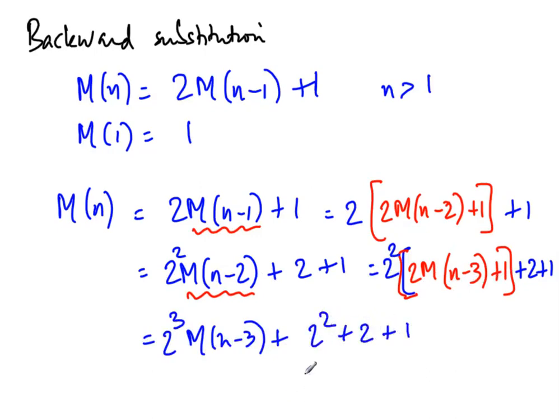Okay. So now a pattern is beginning to emerge. This is going to be 1 plus 2 plus 2 squared. Next time it's going to be 2 cubed and so on. And it's useful to remember that this can be simplified as 2 cubed minus 1. Right? So if you think of it in binary, right?